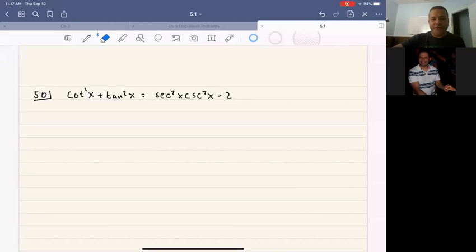All right, welcome back. So we're going to work on this identity: cotangent squared of x plus tangent squared of x equals secant squared times cosecant squared minus 2.